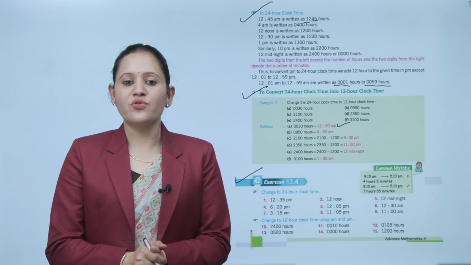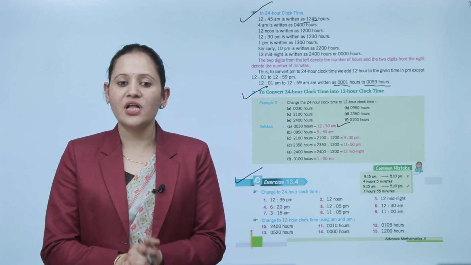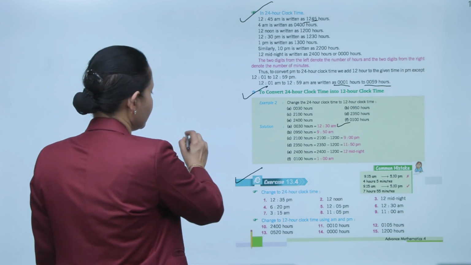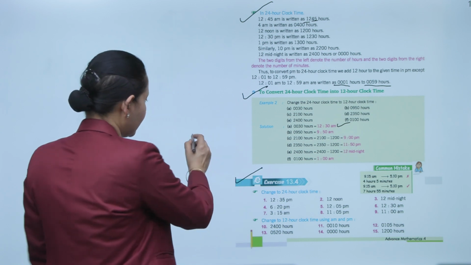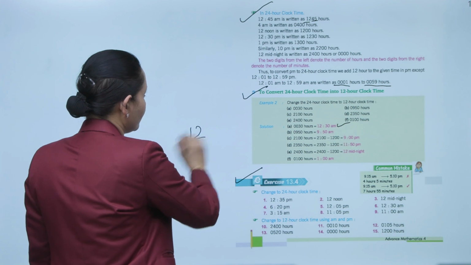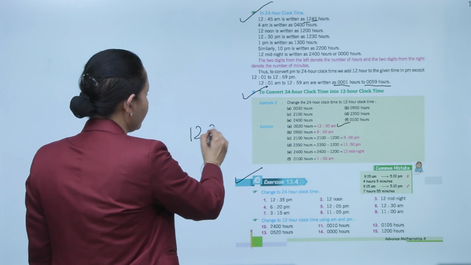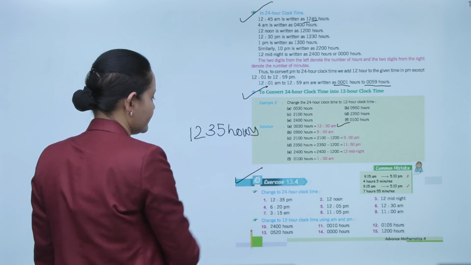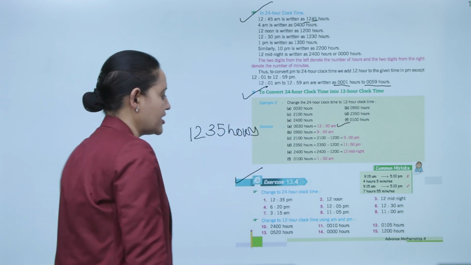Next is exercise 13.4. Change to 24 hour clock time. First is 12:35 p.m. That means 24 hours pe karna hai. So 12:35 hours. We'll write it 12:35 hours.